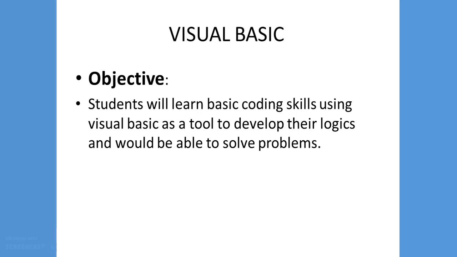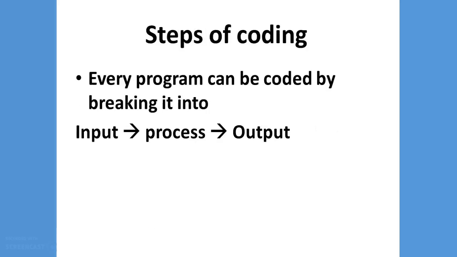The basic three tools for input and for output, right? For input we would be using text box. For output we would be using the list box, and there is a label and the text box. So let's move ahead. Now we know the steps of coding. Every program can be coded by breaking it into input, process and output, right? So for input in Visual Basic we will be using text box for taking data. For process we have a command button which will move to the coding window where we'll do the coding, and for output we'll be using the list box.